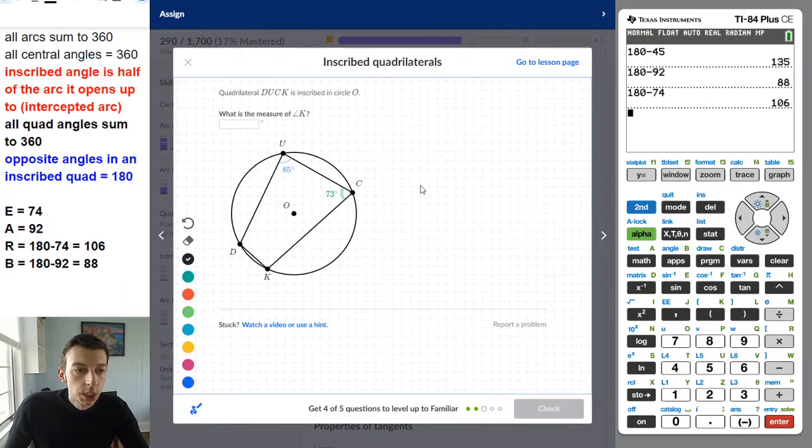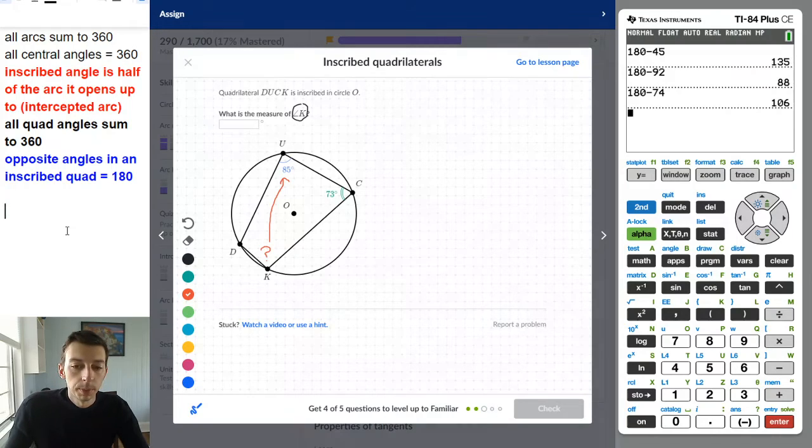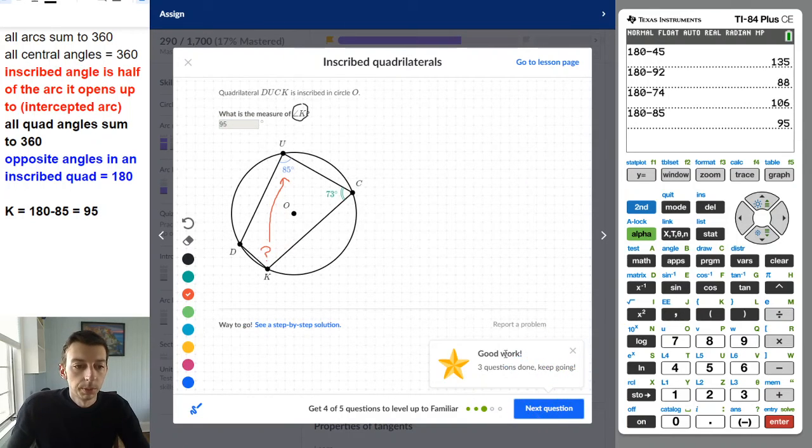Cool, so a quadrilateral DUCK here, very similar question to the last one. So you're asked to find the measure of angle K in this example. K is down here, so I want to find this. So again, I'm going to look at my opposite angle here. 85 is on the other side of the shape. I know based on what we were just talking about that the opposite angles are supplementary. So I should be able to find that K is equal to 180 minus 85. And that comes out to 95 degrees. So there we are for that one.